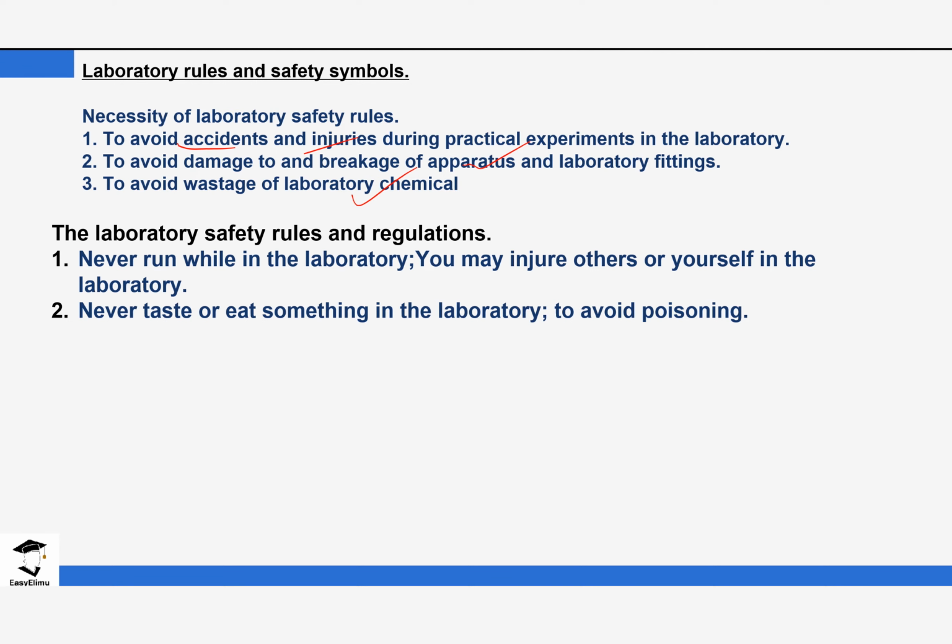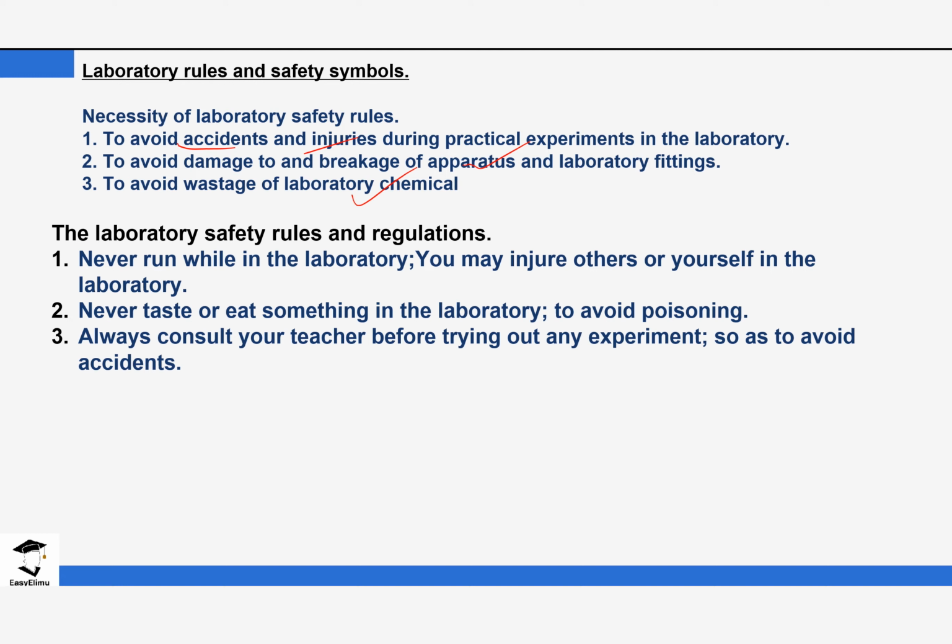We never taste or eat anything in the lab. This way we avoid poisoning. We are working with chemicals in the lab, and these chemicals can spread. Some of them are very poisonous. So if we go to the lab to eat there, or we carry things to eat in the lab, we might cause poisoning in the process. And anytime we want to try out any experiments, it is important we consult our teachers so that we can avoid accidents.